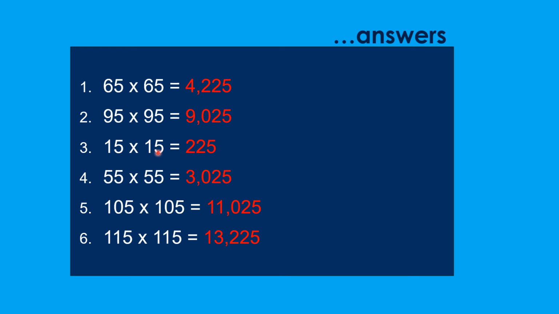15 times 15. So what comes after 1 is 2. 1 times 2 is 2. And then 5 times 5 is 25. So that's how you just do all those problems in your mind.